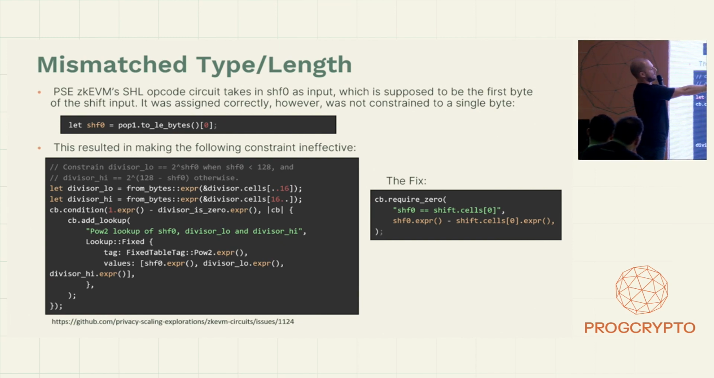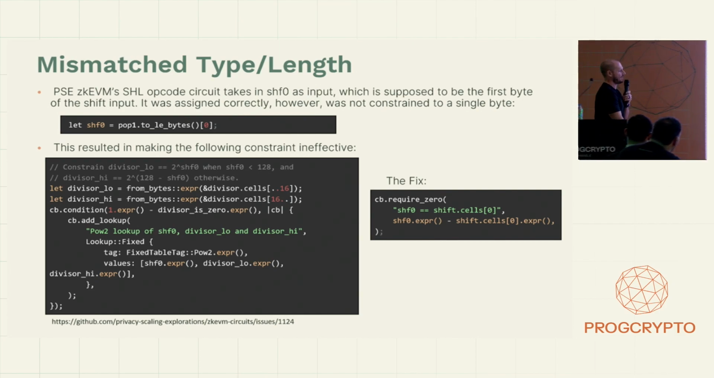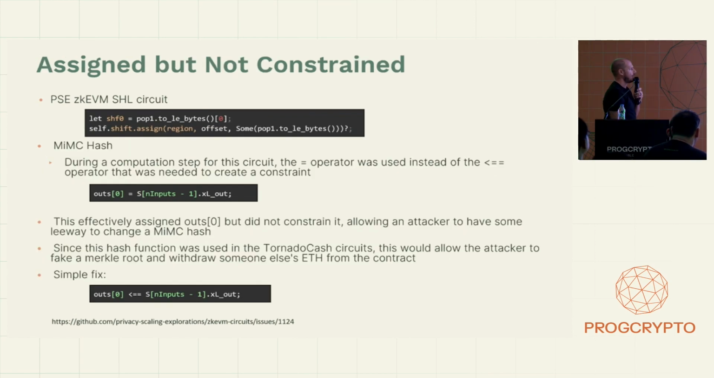The fix right here is to add this constraint that shift 0 is equal to basically just the first byte of shift 0, right? Which is technically what the cast did up here. Cool, assigned but not constrained. Talked about this one already.